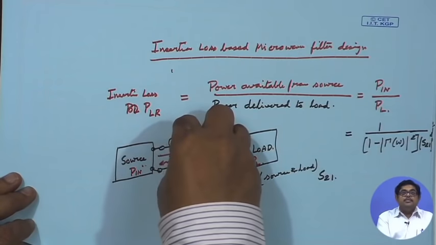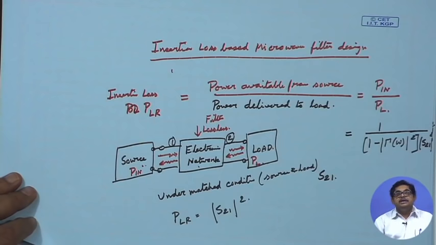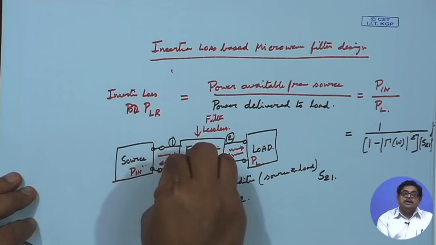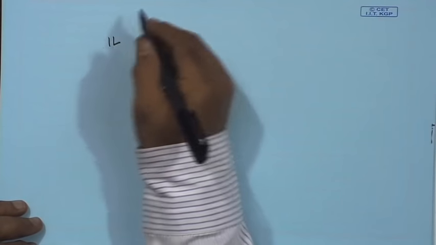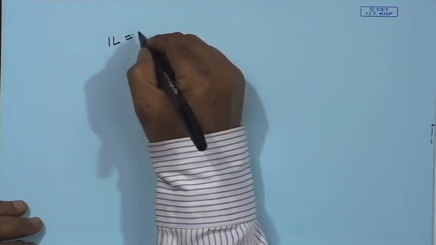If I include this in the circuit, the power will change. So, this difference is basically the insertion loss. Due to the insertion of this particular electronic network, how much loss am I getting in the circuit? In general, this insertion loss, IL, is expressed in dB. So, please remember that 10 log 10 PLR is the insertion loss in dB.